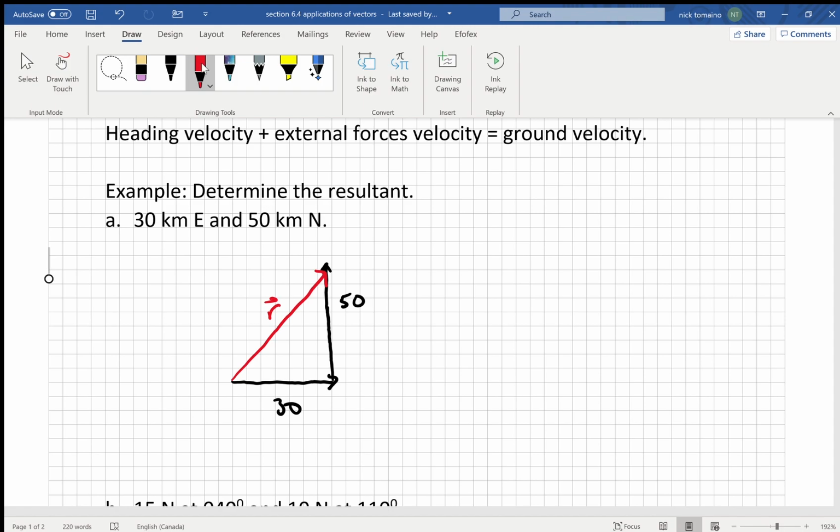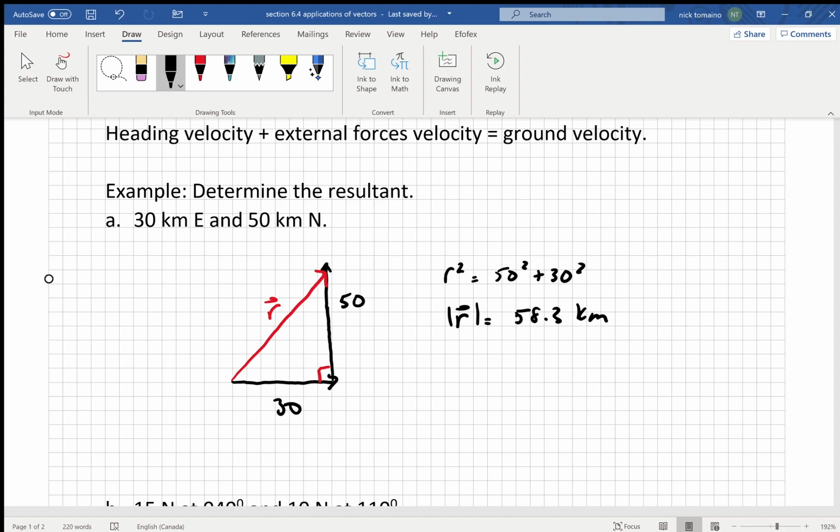So to solve for R here, because these are at 90 degrees, we'll just use Pythagorean theorem. So we have that R squared is equal to 50 squared plus 30 squared. Okay, and we go ahead and compute that, and we get that R is equal to 58.3 kilometers. Okay, that's the magnitude of R.